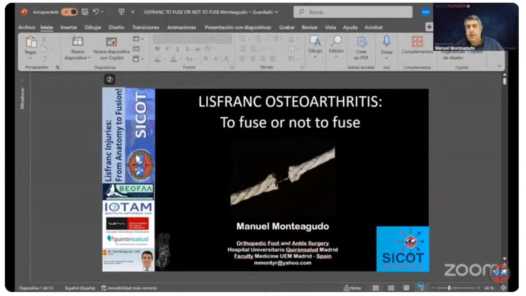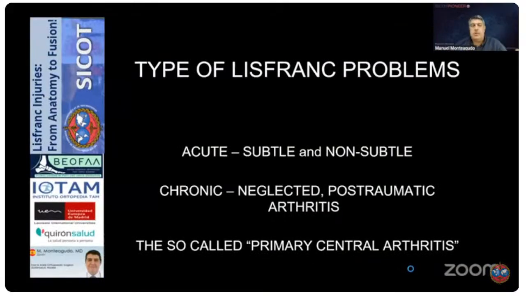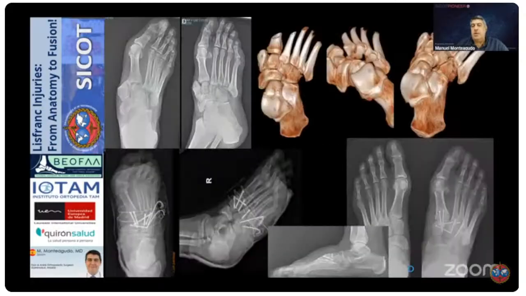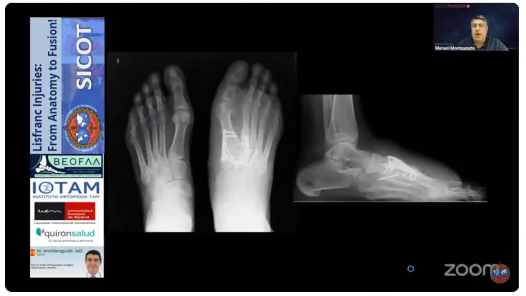Here I am. Good. So, to fuse or not to fuse, that is the question. There are different settings in which we could consider fusion of the Lisfranc joint. One of them is the acute, subtle, non-subtle setting. Most of the time we go for internal fixation of this joint when we have acute injuries, but severe injuries may also be an indication for primary fusion. In the end, most of our severe cases will end up in a fusion.